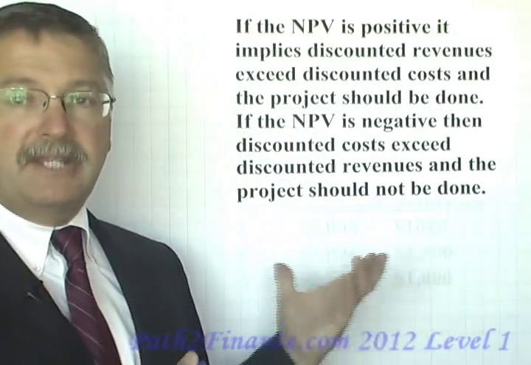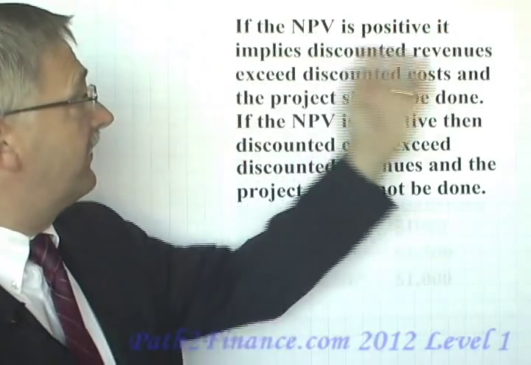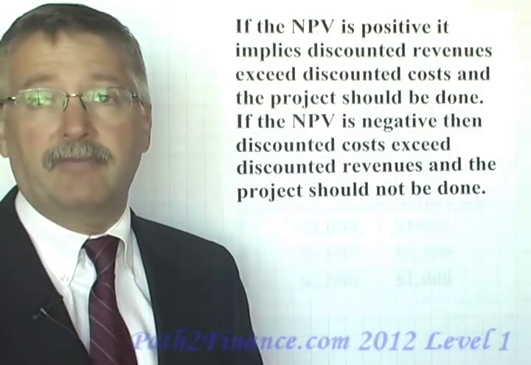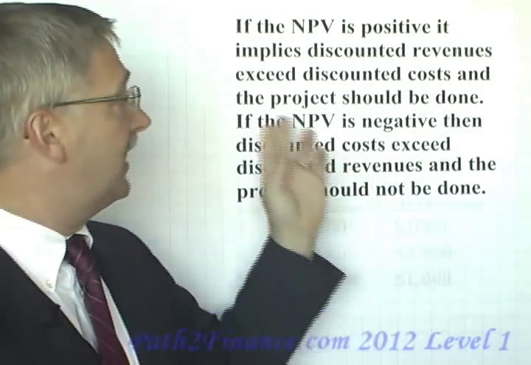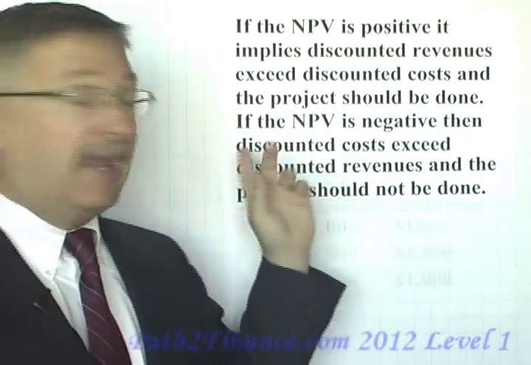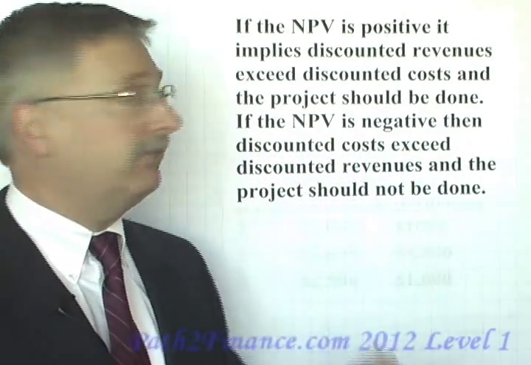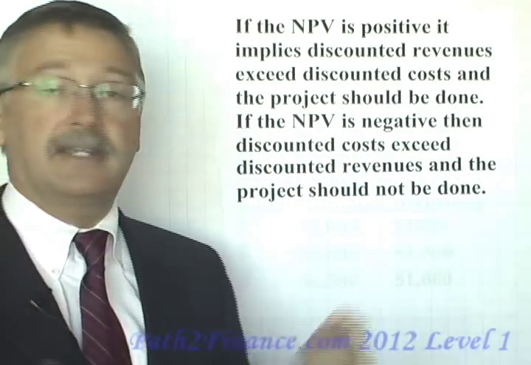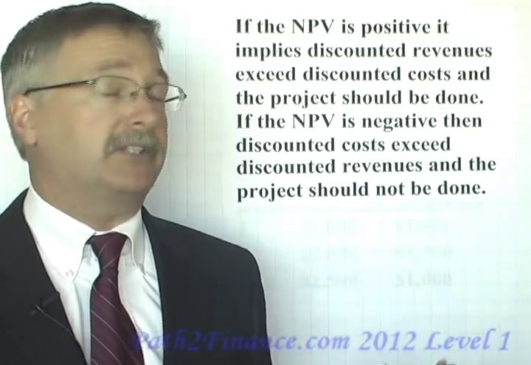So once we calculate the net present value, if it's positive, it implies the discounted revenues are greater than the discounted costs and the project should be done. If the net present value is negative, then the discounted costs exceed the discounted revenues and the project should not be done.